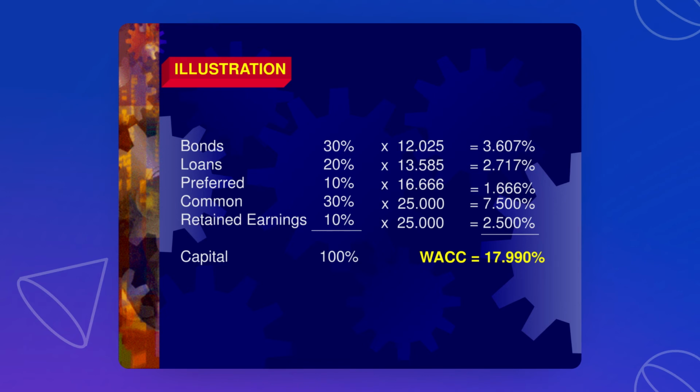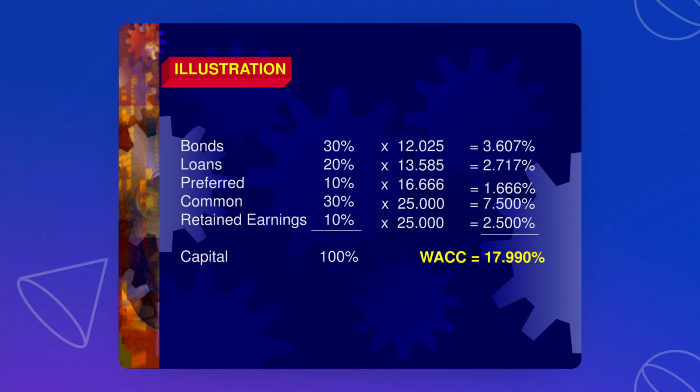Please take note of the bonds. You have 30%, loans of 20, preference of 10, common of 30, RE of 10. Just multiply it by our cost of capital. So just multiply it by the 12.025, 20% times 13.585. Then you have your 10% times 16.666. You have also here 30% times 25 and 10% times 25.